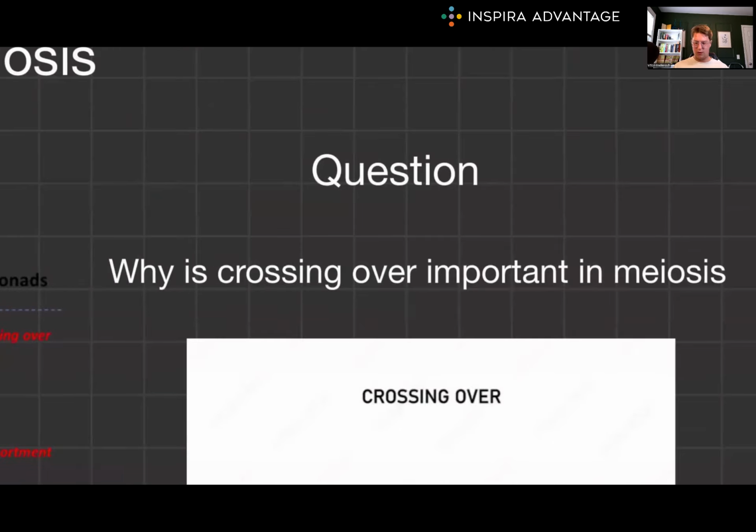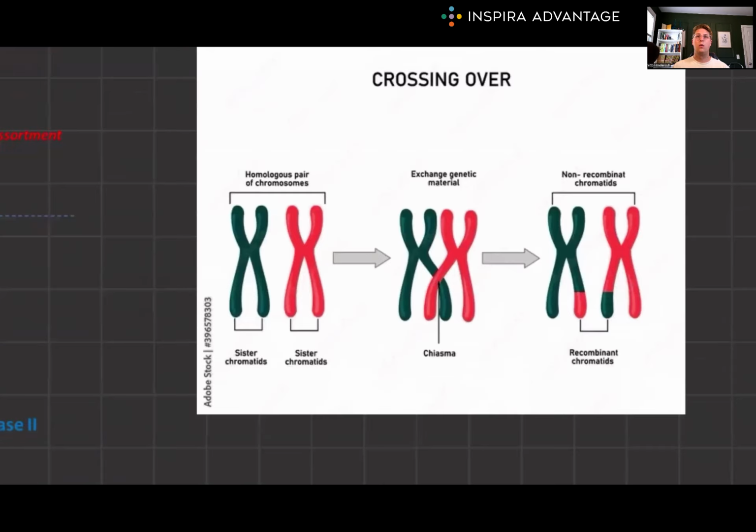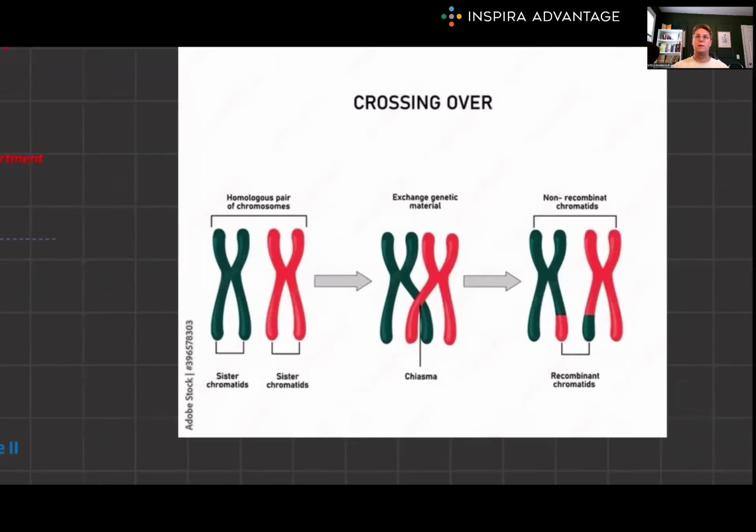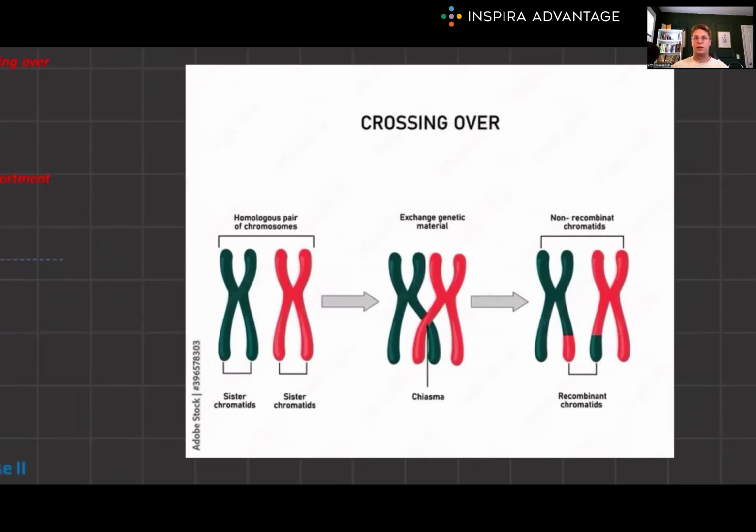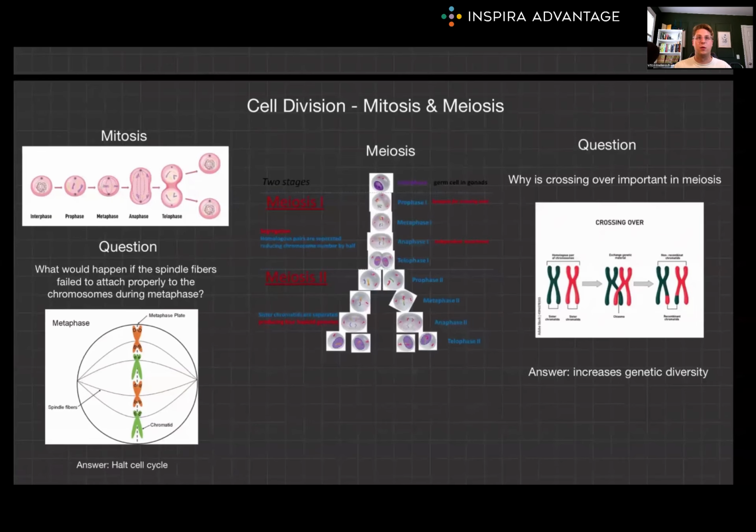Why is crossing over so important in meiosis? Well, crossing over increases genetic diversity by creating new combinations of alleles on each chromosome, contributing to the variation we see in offspring. Let's review the key points of this one.